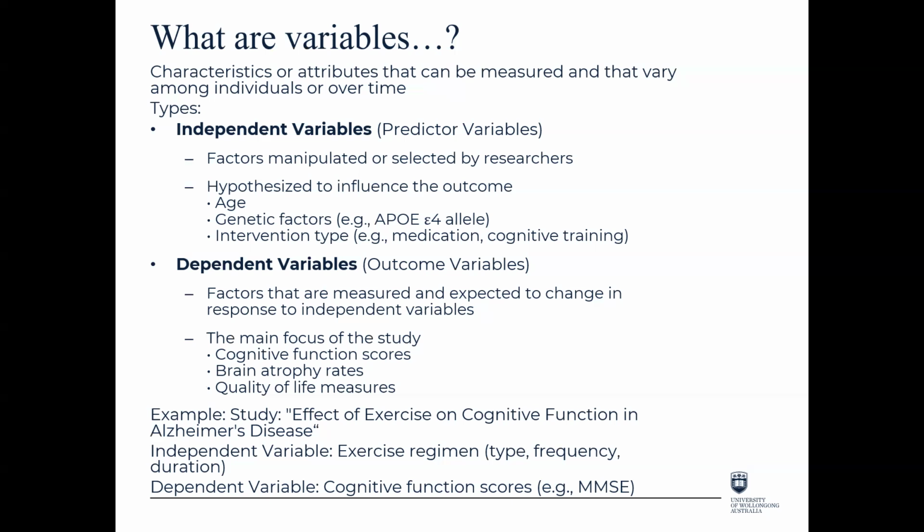I've already been talking about my CPR one, but take the effect of exercise on cognitive function in Alzheimer's disease. The independent variable that the researchers looked at in this study was their exercise regime. So what type of exercise were people with Alzheimer's doing? How often were they doing it, and for how long? And then the dependent variable was, did exercise have any impact on the cognitive function scores? And they tested that using this standardized survey, the MMSE.